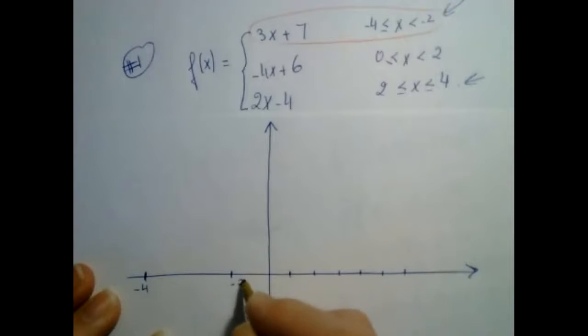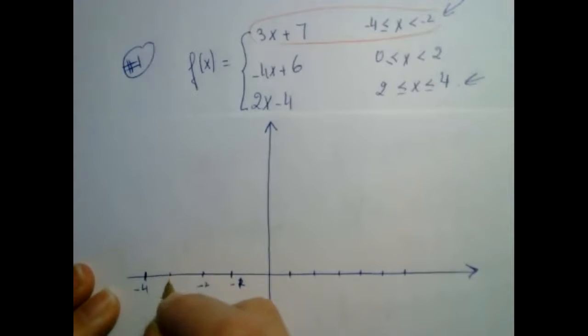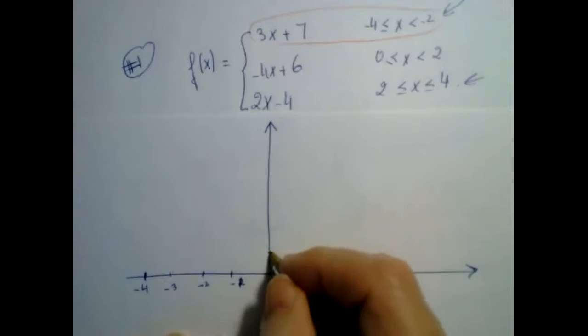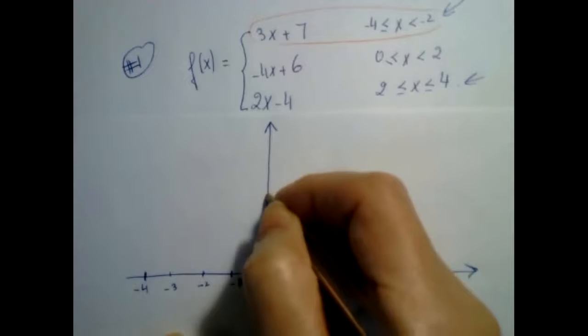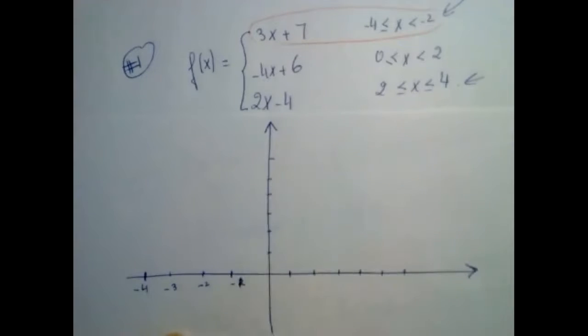I should have paid attention. So sorry, -1, -2, -3, -4. Okay, so we need some kind of scaling. And then 1, 2, 3, 4, 5, 6. And then -1, -2, -3. And as I need more, I will do that.